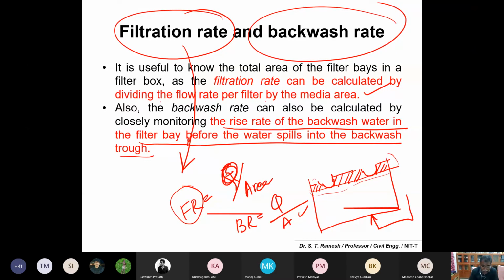Is it okay? That's the difference. Filtration rate is the flow rate divided by the area of the media, and backwash rate is the rise rate of the backwash water in the filter bay before the water spills into a wash water trough. Is it okay? That's the difference. What is filtration rate and what is backwash rate? Is it okay?